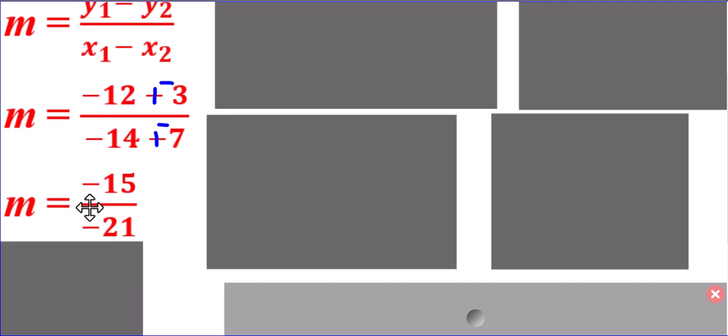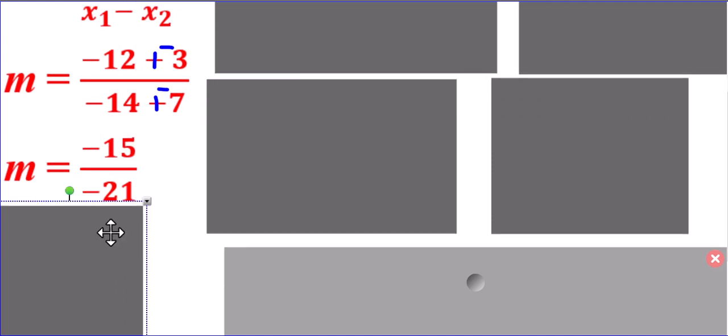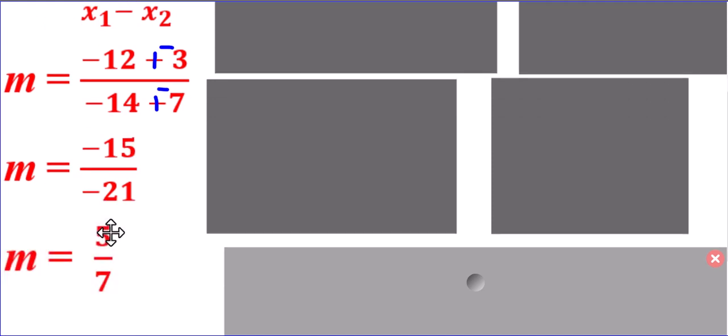We know a negative over a negative will simplify to a positive, but can 15 and 21 also simplify? They can. They're both divisible by 3. If you didn't do this, do it now. 15 divided by 3 is 5. 21 divided by 3 is 7. A negative over a negative, I already said this, is a positive.